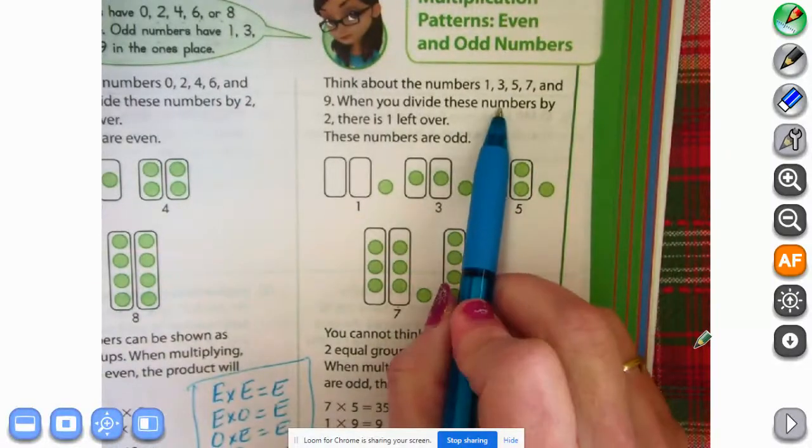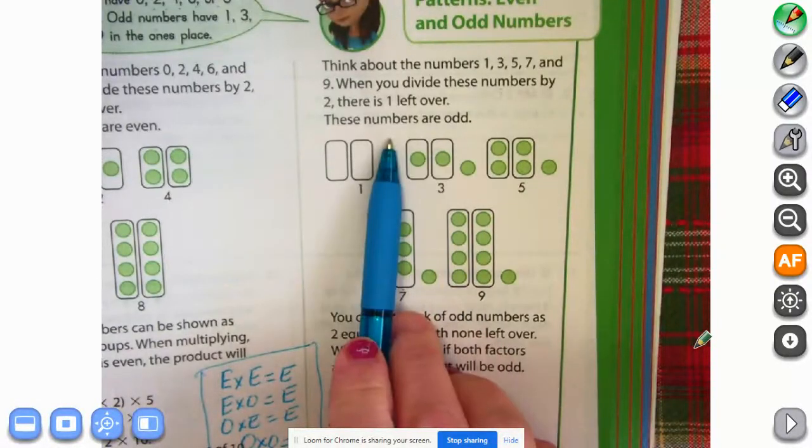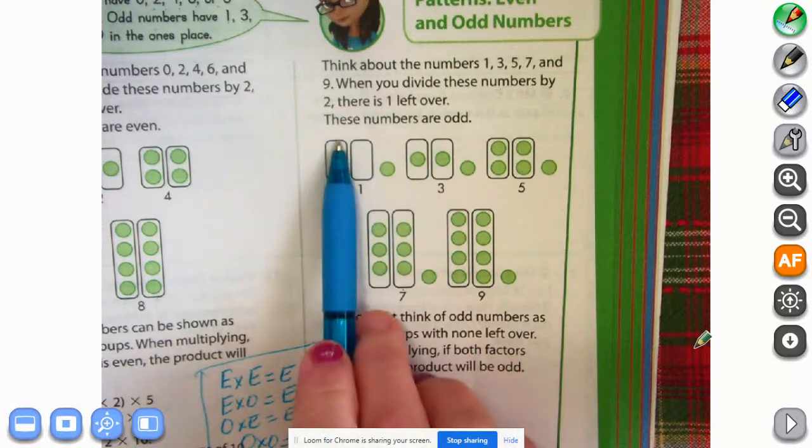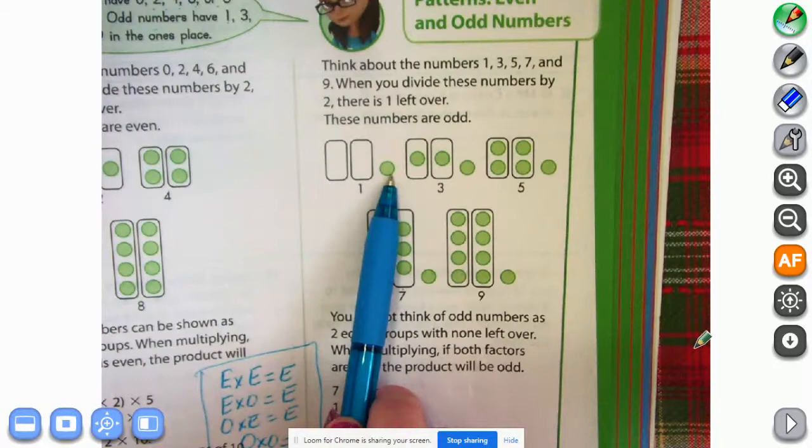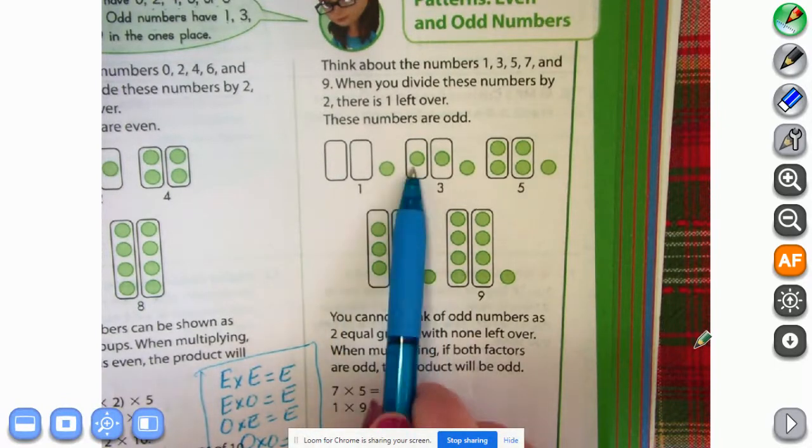Okay? Think about the numbers 1, 3, 5, 7, and 9 when you divide these numbers by 2. There is 1 left over. These numbers are odd. So we have 1. There's nothing, nothing, and 1.